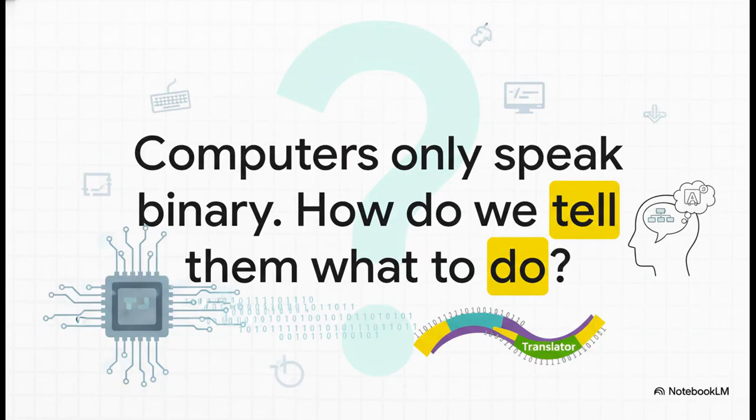Okay, let's kick things off with the fundamental problem. You see, the computer's brain, the CPU, only speaks one language, and that language is machine code. Literally just a long stream of ones and zeros. I mean, we don't speak in ones and zeros, right? So how on earth do we bridge that gap? How do we tell the computer what we actually want it to do?